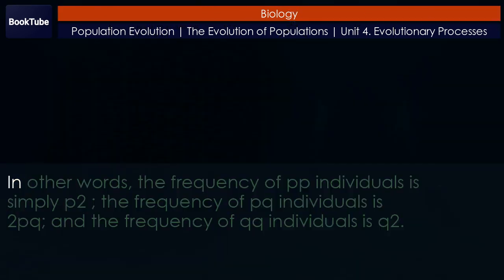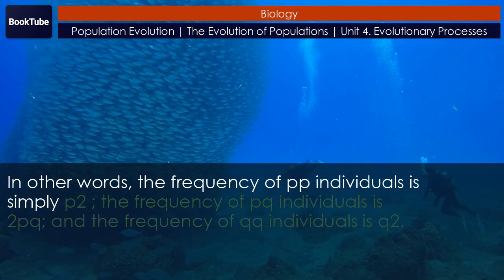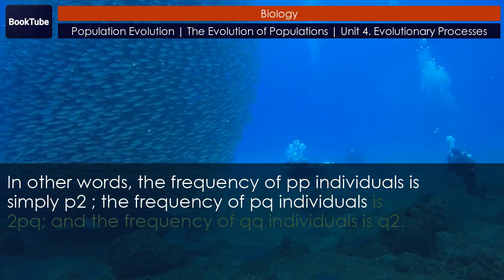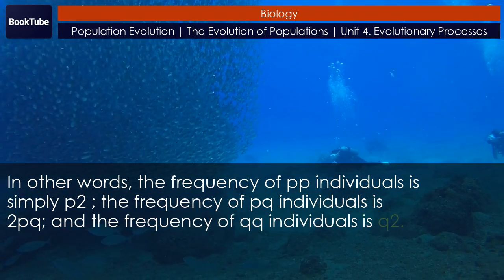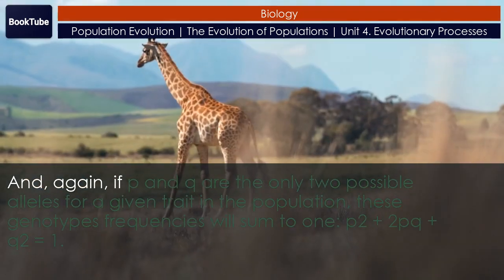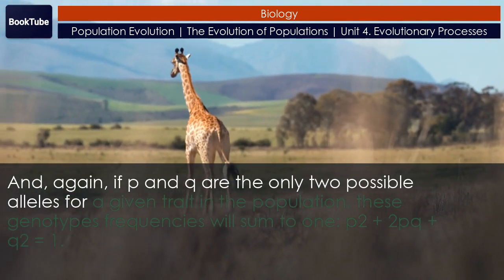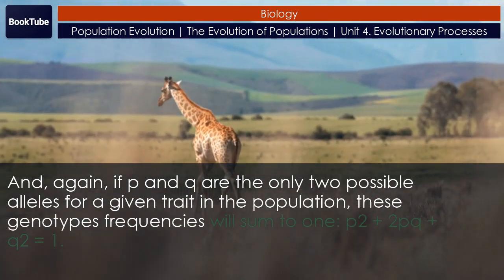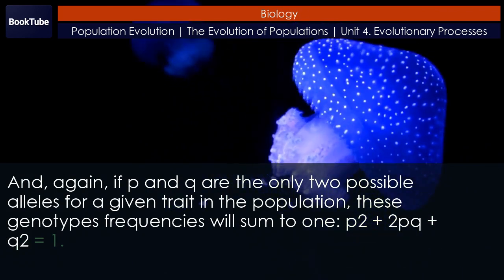Figure 1. In other words, the frequency of PP individuals is simply p². The frequency of PQ individuals is 2pq, and the frequency of QQ individuals is q². And, again, if p and q are the only 2 possible alleles for a given trait in the population, these genotypes' frequencies will sum to 1. p² plus 2pq plus q² equals 1.